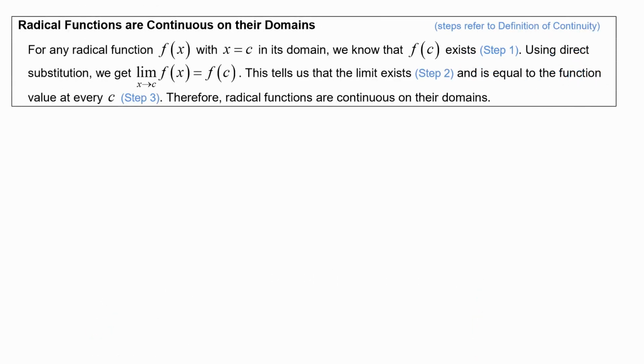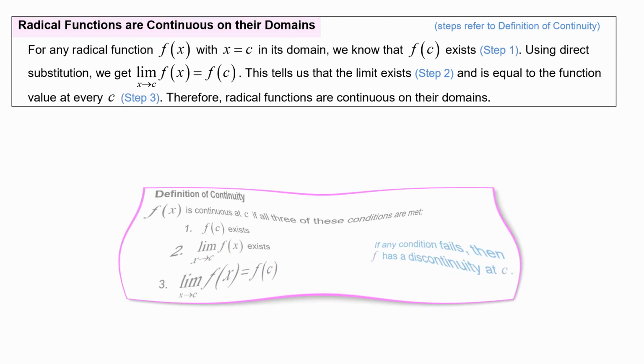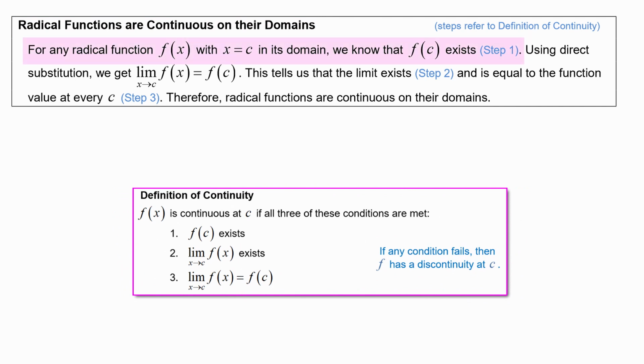Now, similar to the argument we made for polynomial functions and rational functions, we can show that radical functions are continuous on their domains. For any radical function f of x with x equals c in its domain, we know that f of c exists. Now that satisfies step 1 of the definition of continuity. Using direct substitution, we get limit as x approaches c of f of x will equal f of c.